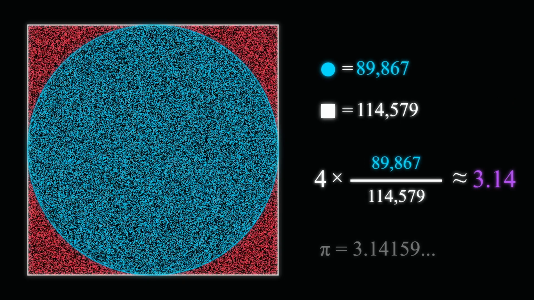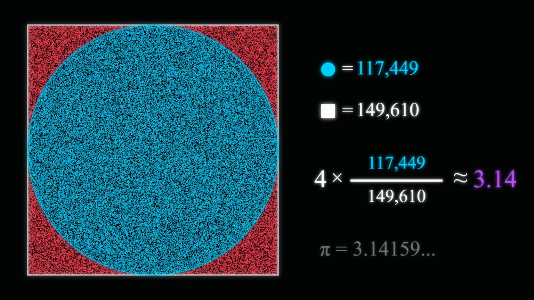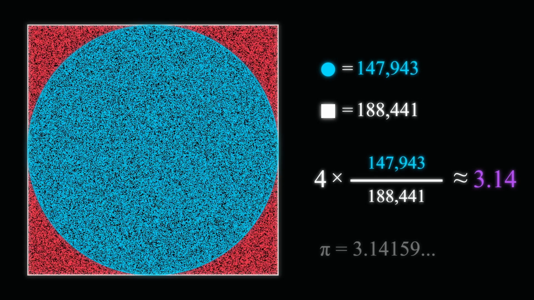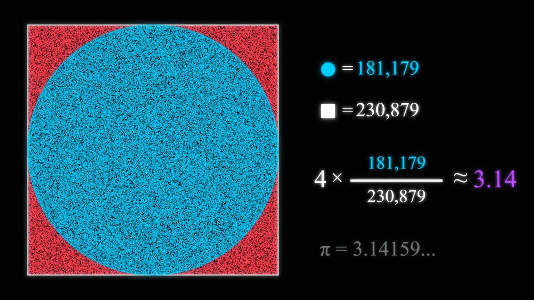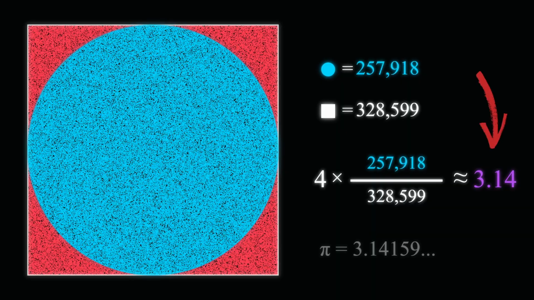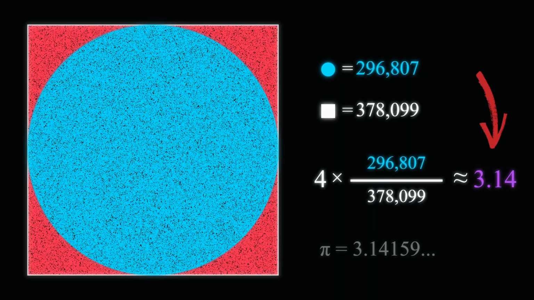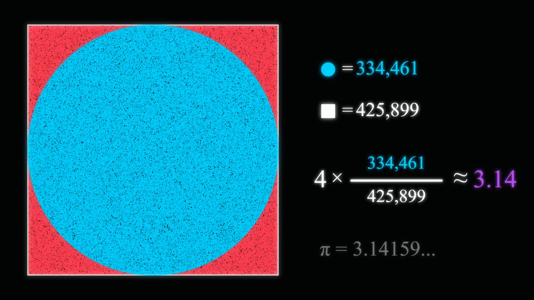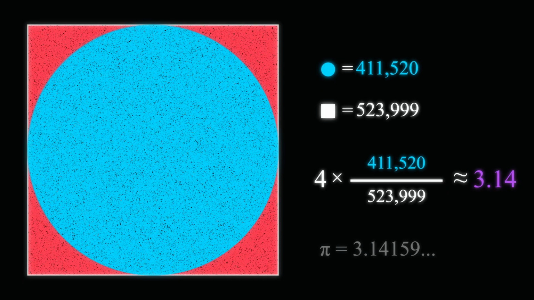If you take the number of pixels that landed inside the circle, divide it by the total number of pixels on the entire canvas, and multiply that result by 4, you get pi. As your particle count approaches infinity, your output logs onto 3.14159. Interesting, isn't it? But here is where it gets wild.